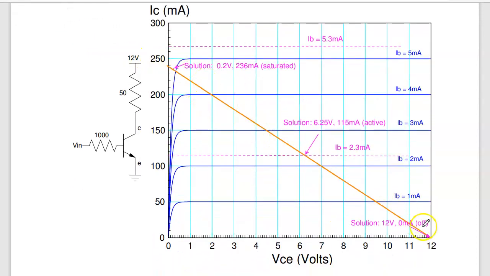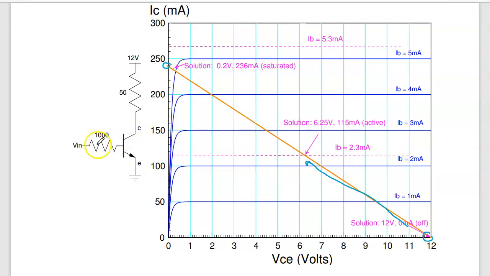It's 12 volts is the x-intercept. 12 over 50 is 240 milliamps. That's the y-intercept. Between the two, I have a load line. When I increase Vn, I start over here. When Vn equals 0, I am at 0 current, off. As Vn increases, I start moving along the load line.